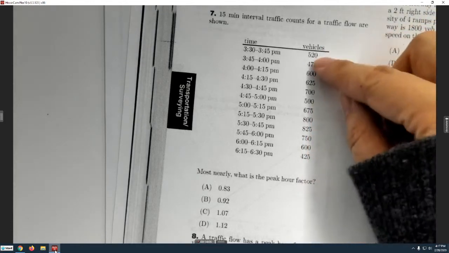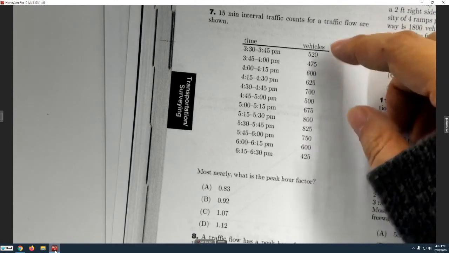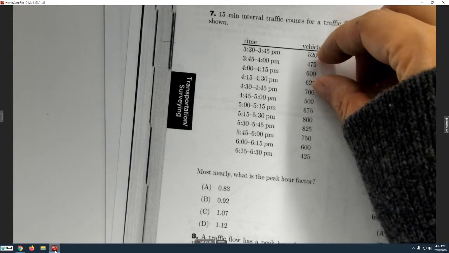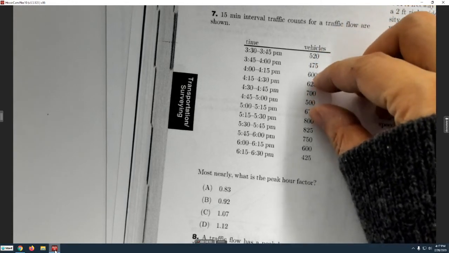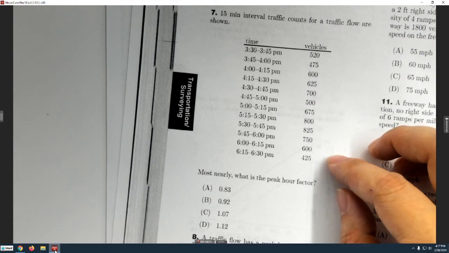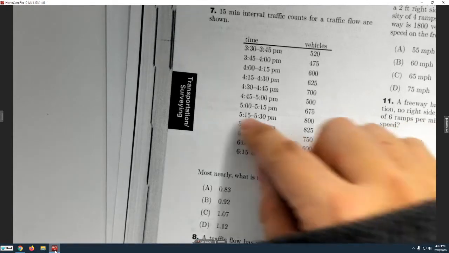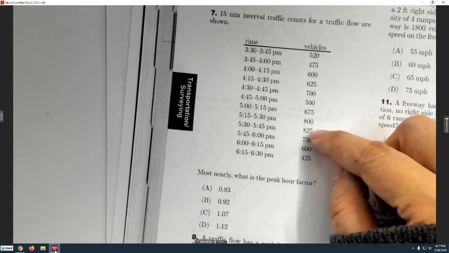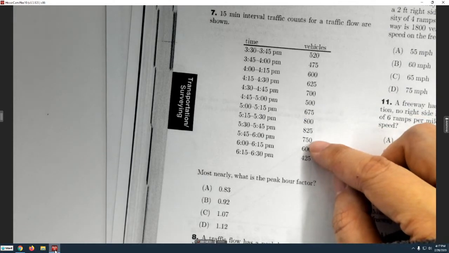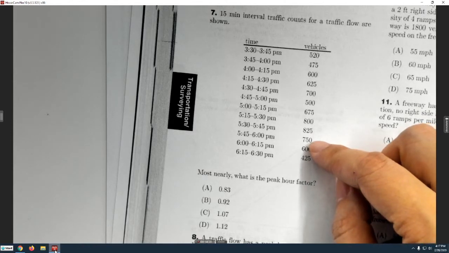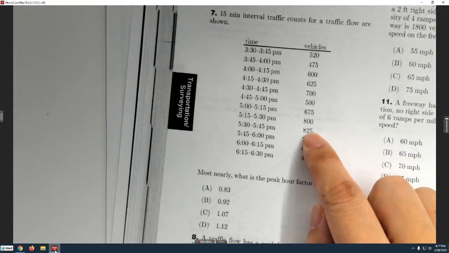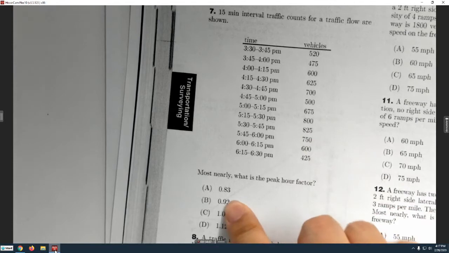So the question is, what is the peak hourly volume? What you can do is take the cumulative count. Add up these 4, and then move on. Add up these 4. Add up these 4. Eventually you're going to find that the largest hourly volume happens between 5 and 6. When you add up 675, 800, 825, and 750, the total hourly volume is 3,050. So you use 3,050 divided by 4 times 825. The answer is 0.924. So the answer is B.